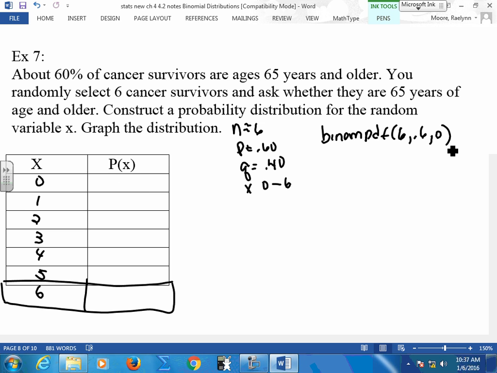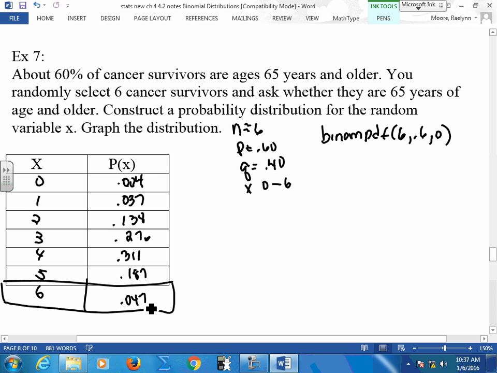Okay, so everybody should be able to fill this in. Okay, so now, it's a probability distribution because all my probabilities are between 0 and 1, and the sum of all my probabilities is 1. It's a binomial distribution because I have these 4 criteria. I perform this a fixed number of trials. They're independent of each other. My probability is not going to change. I have a success and a failure, and I represent my x variable.